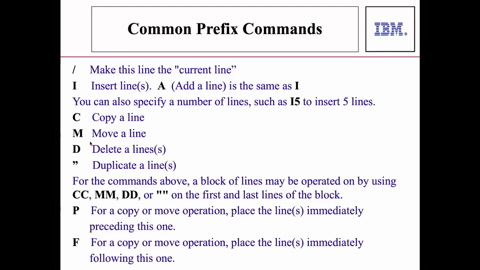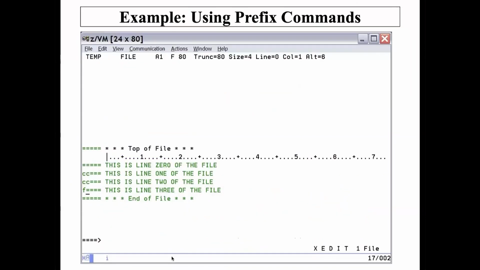But when I want to copy or move, right, I need to tell it where I'm copying or moving it to. So prefix commands P or F, for preceding or following. So place the lines preceding this one, or place the lines following this one. A 3270 doesn't have the concept of knowing where the cursor is, kind of like you're used to on Linux and stuff. You might say, oh, insert it here. Well, that's where my cursor is. That's where I want to do it. It doesn't really have that concept. So that's why we have this prefix area to do this kind of thing.